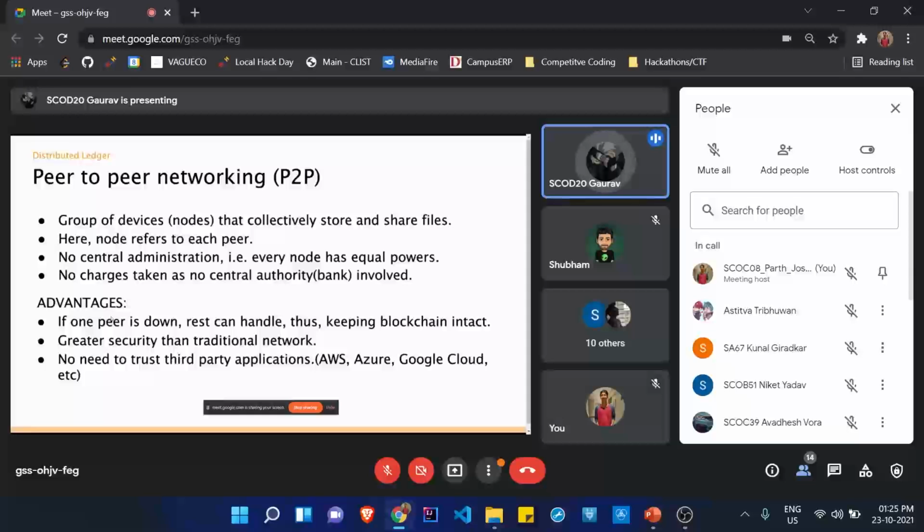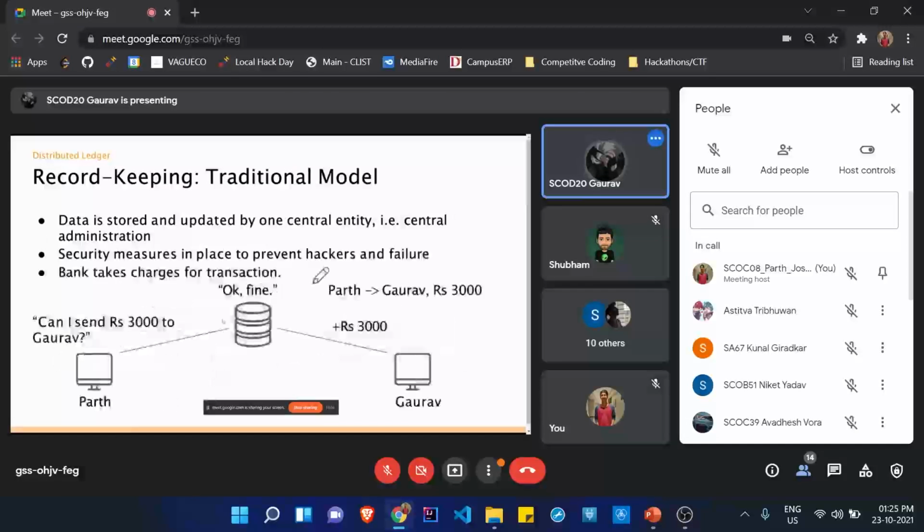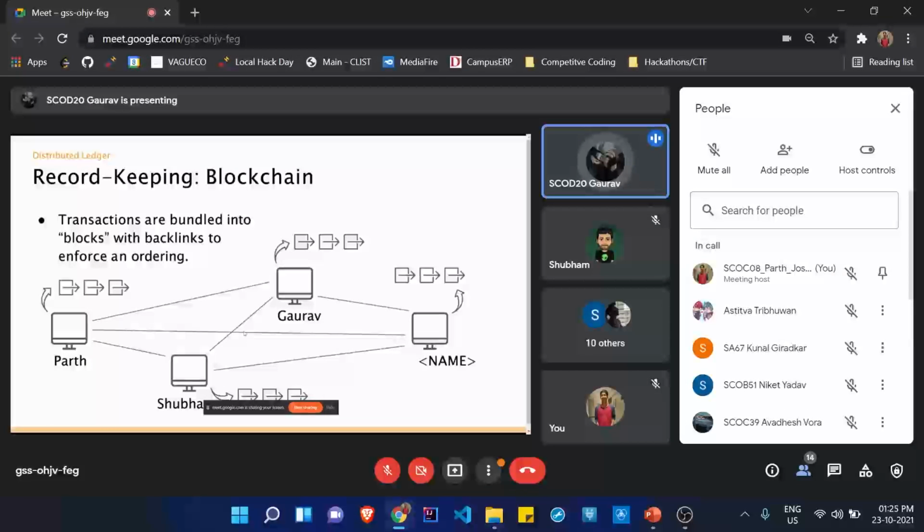So what are the advantages of a peer-to-peer network? As Parth said, let's assume that in the center there is a bank. Then the two intersection lines won't exist and they will just connect to the bank. If a transaction is happening, the bank will validate that. Now let's suppose the bank has a server issue, or some transactions are hacked and went missing. In that case, it will not be known whether Parth really sent the money to Gaurav. The validity of the transaction is nothing.